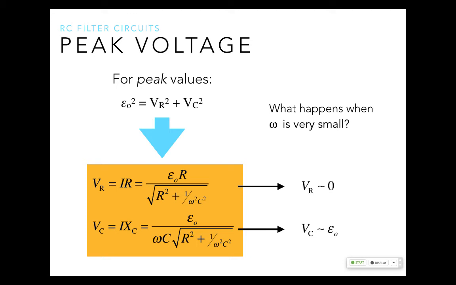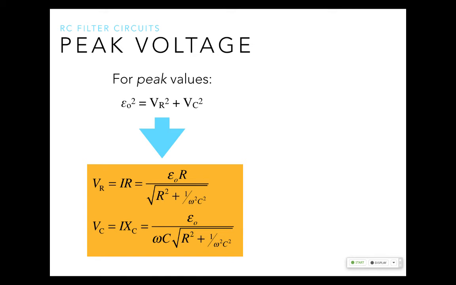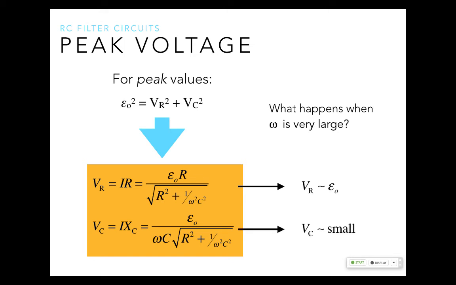Okay? So in the case where you have omega very small, a very low frequency, that means the voltage across your resistor is about 0, and the voltage across your capacitor is about the same as your source voltage. Okay? What if omega is really large? What happens to this thing? This goes to 0, which means you end up with epsilon naught times R divided by square root of R squared. So that goes to epsilon naught. And then, what do you think happens to this one? 0. Well, not 0, but small. So approximately small.